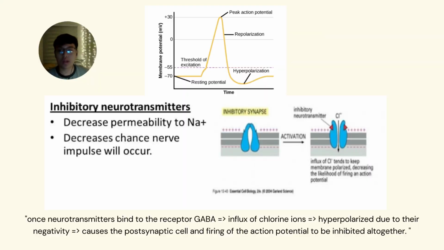So inhibitory neurotransmitters have ligand-gated chloride channels. The main receptors for these channels are GABA and glycine. Once neurotransmitters bind to these receptors, as shown here, it allows an influx of negative na mga chloride ions to enter the cell. And once these chloride ions enter the cell, they cause the plasma membrane to be hyperpolarized due to their negativity. This causes the postsynaptic cell and firing of the action potential to be inhibited altogether.